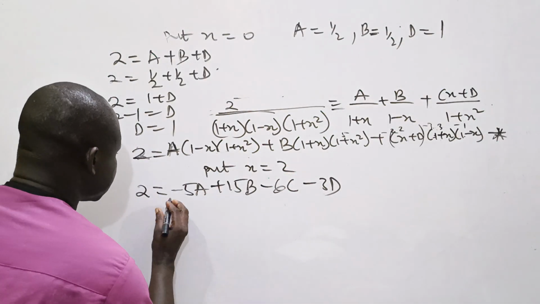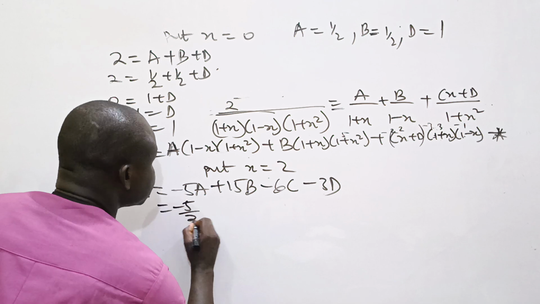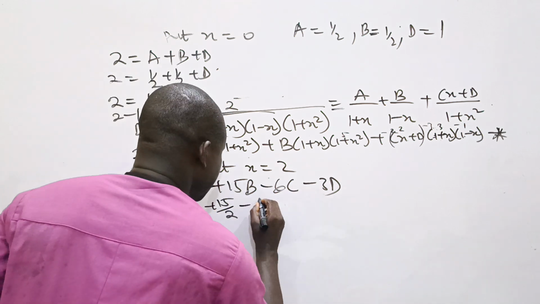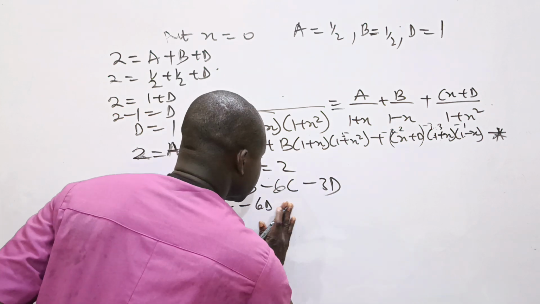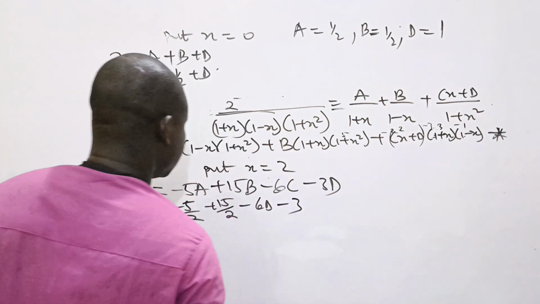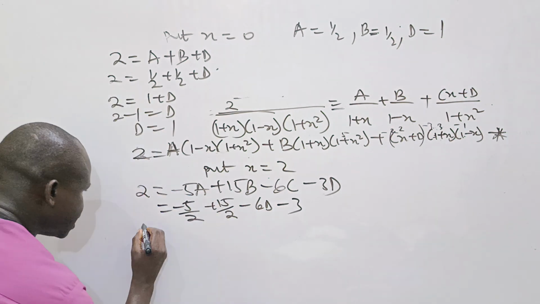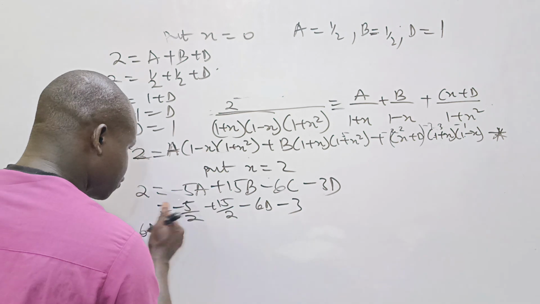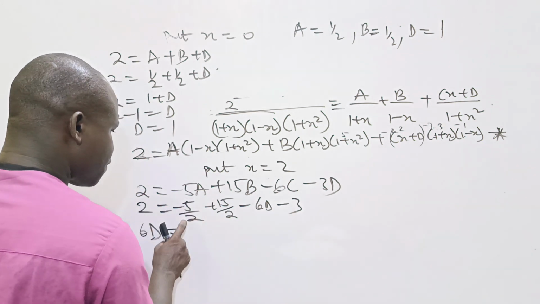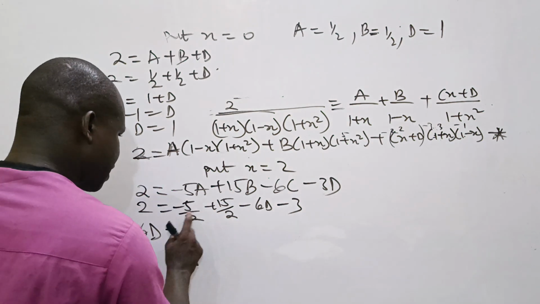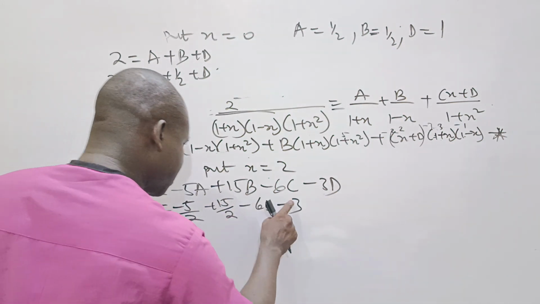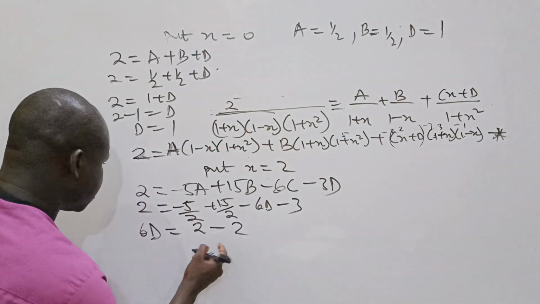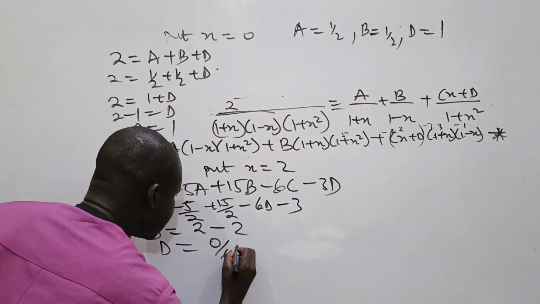So let me substitute the values of all the unknowns. Minus 5 over 2, that is half, plus 15 over 2, then d is 1, minus 6c is equal to minus 3. So I can bring minus d here, it becomes 6c, which will now be equal to 15 over 2, which is 7.5, minus 5 over 2, which is 2.5. This minus this is 5, 5 minus 3 is 2. I'm going to have 2 minus 2, so c will now be equal to 0 over 6, which is equal to 0.